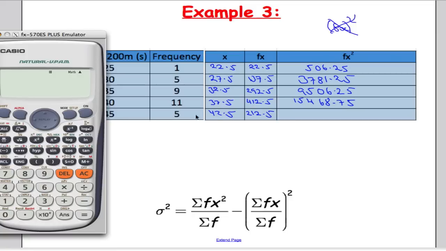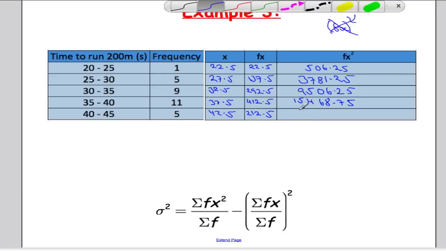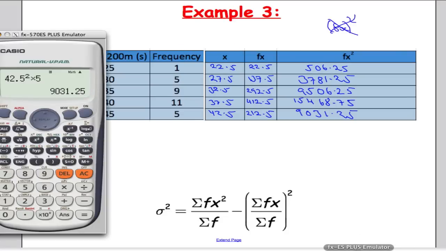And then finally 42.5 squared times that by 5 is 9031.25. Once again, just to reiterate, you square the midpoint first and then multiply by the frequency.